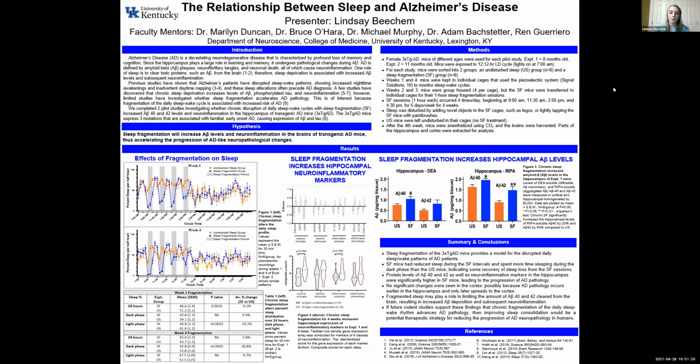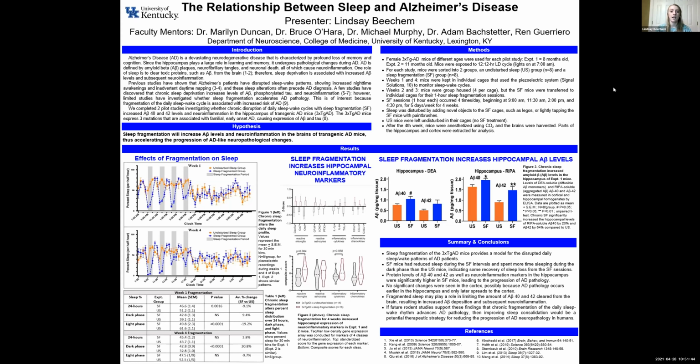Protein levels of amyloid beta 40 and 42, as well as neuroinflammation markers in the hippocampus, were significantly higher in our SF mice, leading to the progression of Alzheimer's pathology. We did not see any significant changes in the cortex, and that could possibly be because Alzheimer's pathology occurs earlier in the hippocampus and only later spreads to the cortex.